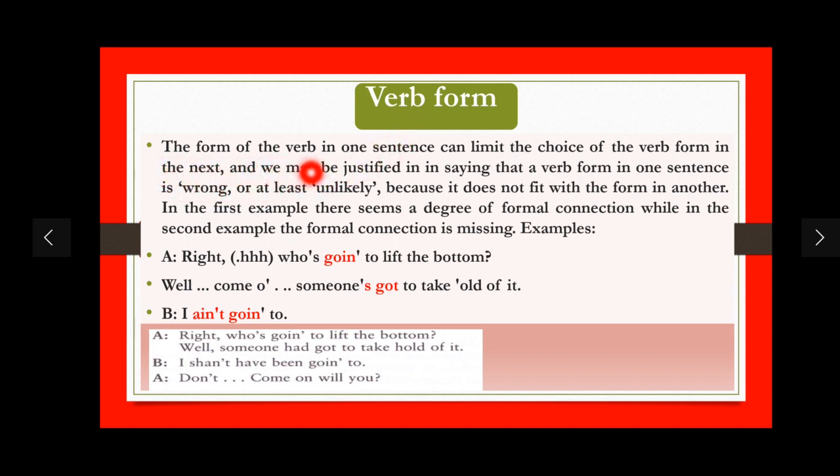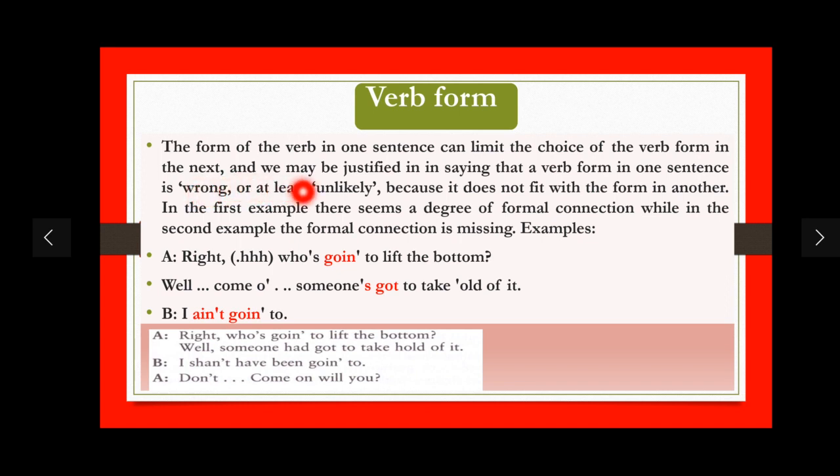So the form of the verb in one sentence can limit the choice of the verb form in the next. If in one sentence you are using present tense, then in the other sentence you must also use present tense. Otherwise, there will be no connection or no link between sentences. So this is the verb form which creates a link between sentences.